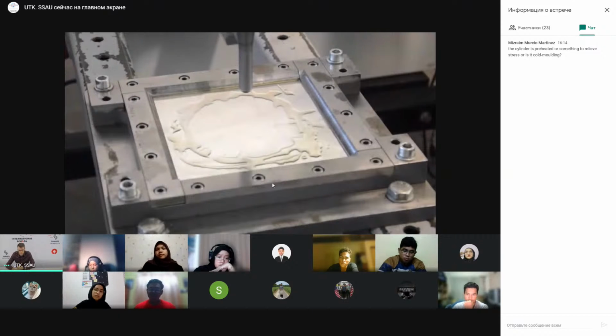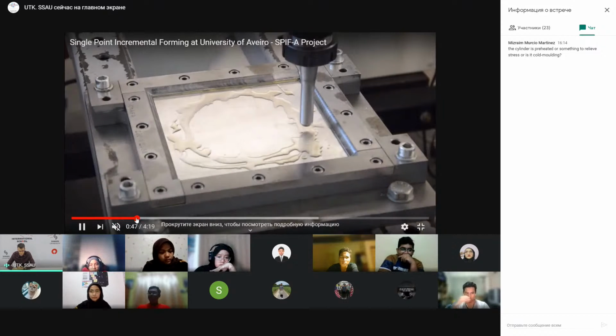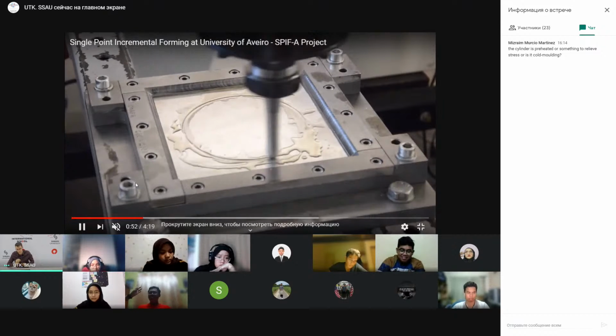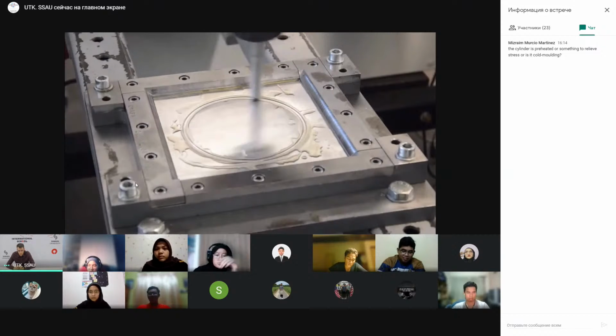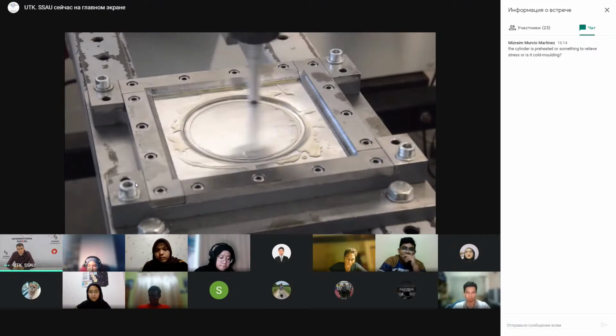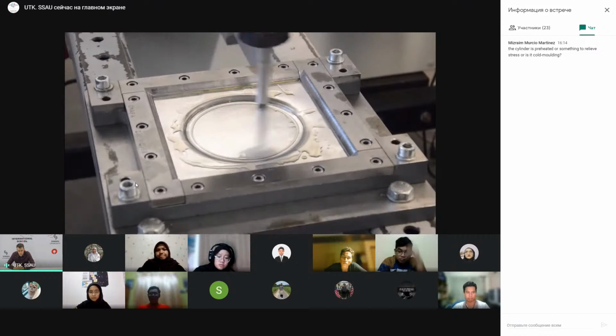Okay, here you can see on the upper part, this is the punch. And here is a sheet of the metal, which is fixed on its boundaries. On the surface of the sheet, you can see some oil. It's needed to reduce friction between the punch and the sheet and to produce a part with a smoother surface. You can see that the punch moves, and with each rotation, it also moves in the axial direction. It pulls the sheet to the bottom part of the screen.